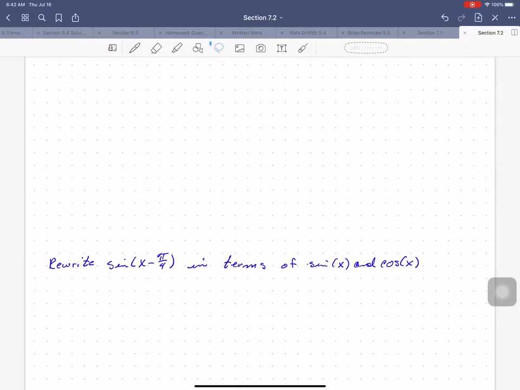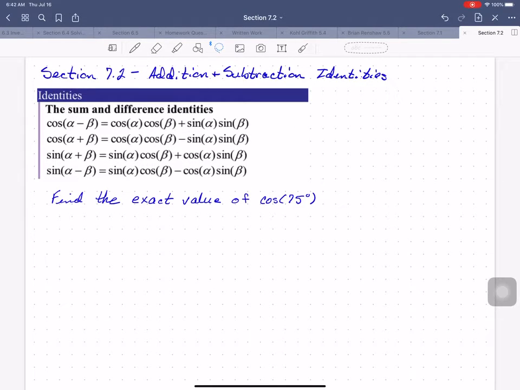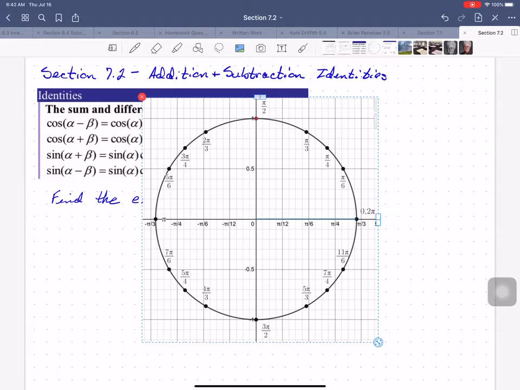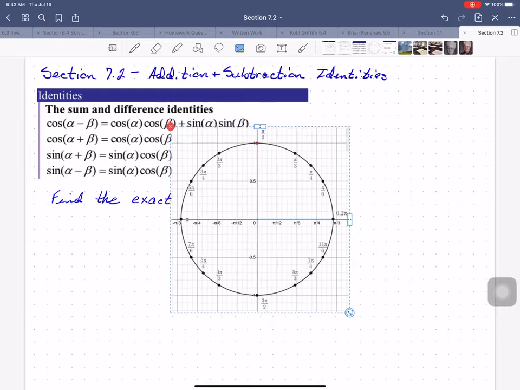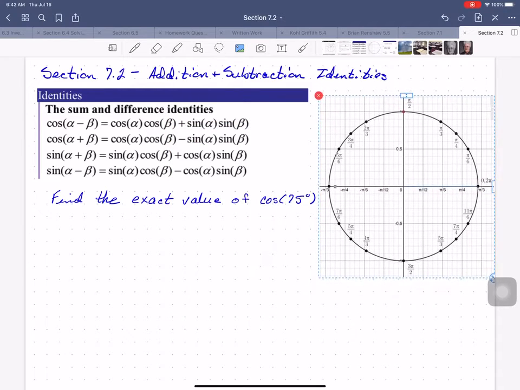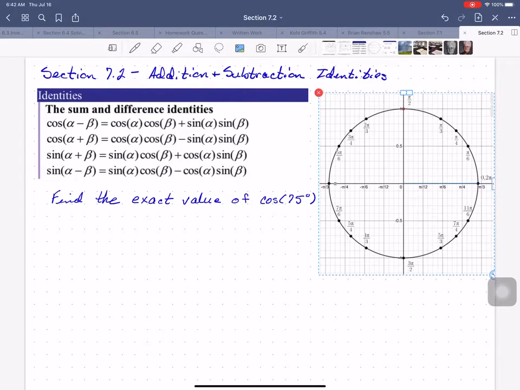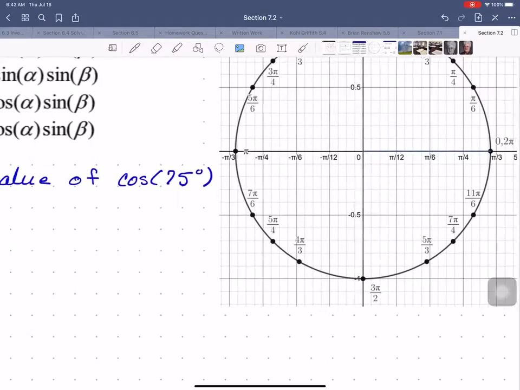Let's talk about just finding the exact value of the cosine of 75 degrees. And you may be wondering, there's no angle sum there, so how are we going to use the angle sum identities? Well, what we're going to do is think about our unit circle. I know this one has everything in radians and we want them in degrees, so let's just make that quick note here.